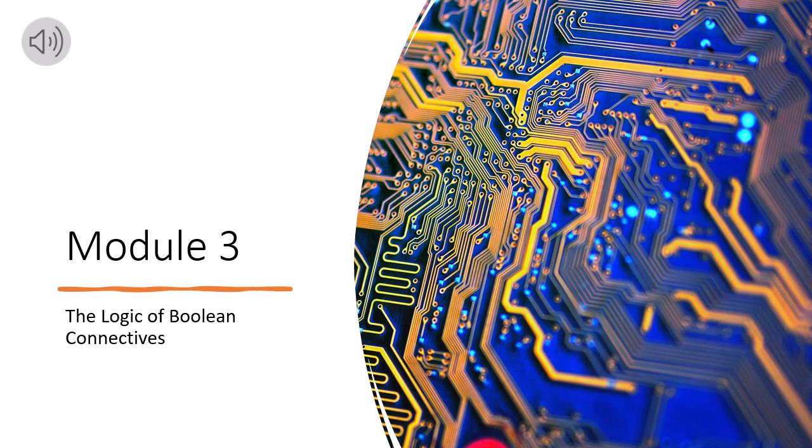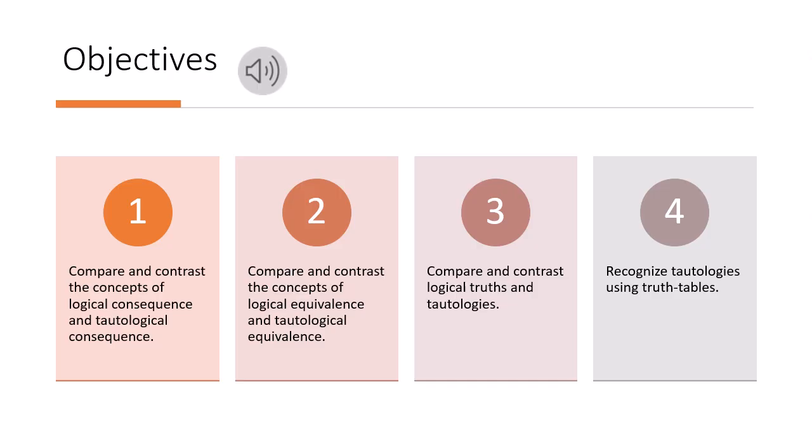Welcome to Module 3, which covers Chapter 4 of the textbook, The Logic of Boolean Connectives. In this module, we've got four main learning objectives. The first is to compare and contrast the concepts of logical consequence and the more precise notion of tautological consequence.